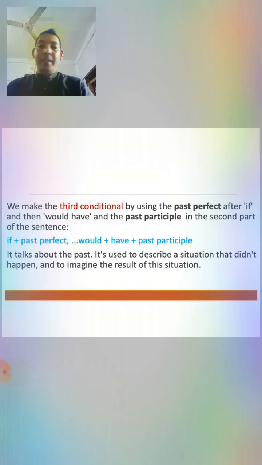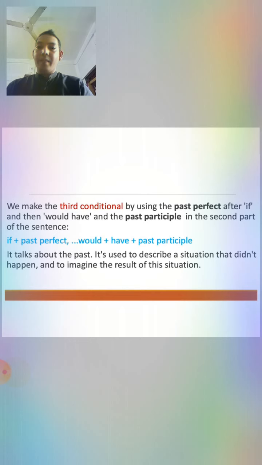We make the third conditional by using past perfect after if, and then would have and the past participle in the second part of the sentences. Look at the structure also: if plus past perfect plus would plus have plus past participle. Remember the structure before you exercise and use it in your writing.